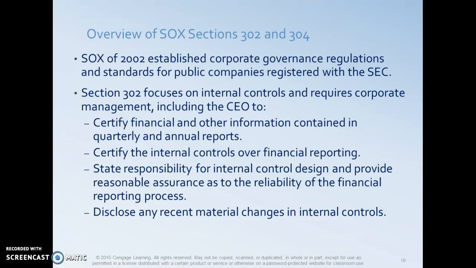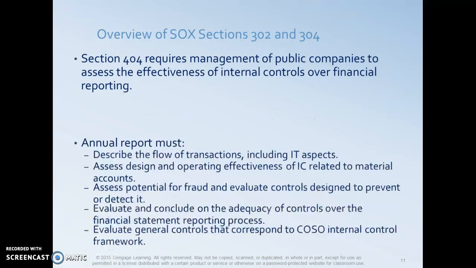So this should be an overview of 302 and 404. SOX establishes corporate governance regulations. So 302, that section, you have to certify financial and other information contained in quarterly and annual reports. So this is the financial information. Certify internal controls over financial reporting. State responsible for internal control design and provide reasonable assurance as to reliability of the financial reporting process and disclose any material changes in internal controls.